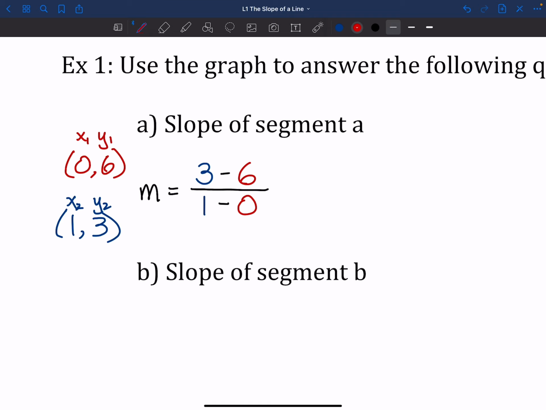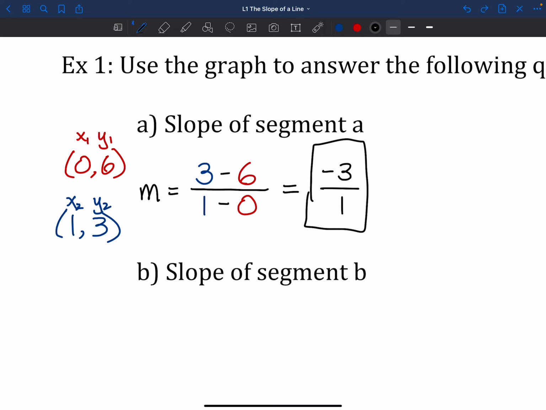Now all we have to do is simplify this fraction, right? And again, don't worry about the fraction piece of it, it's just a little bit of division. So 3 minus 6 up on the top is going to give us negative 3. 1 minus 0 on the bottom is going to give us 1. And we could leave our slope just like this, negative 3 over 1.